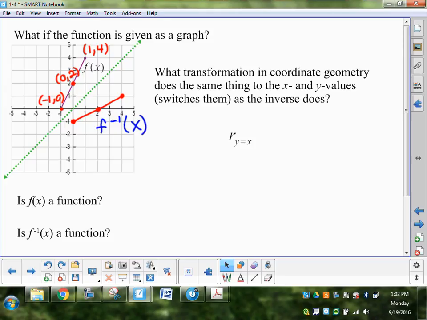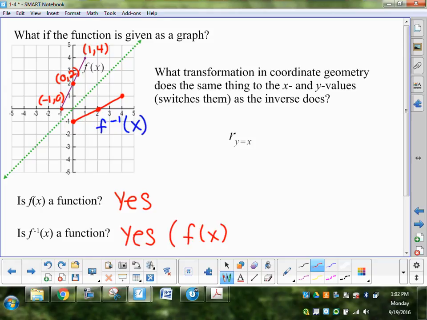If it's one-to-one, what do you know? The inverse is a function. So is this a function? Yes. Is my inverse a function? We would say yes, and we know that because the original f of x is 1-to-1. Is that difficult?